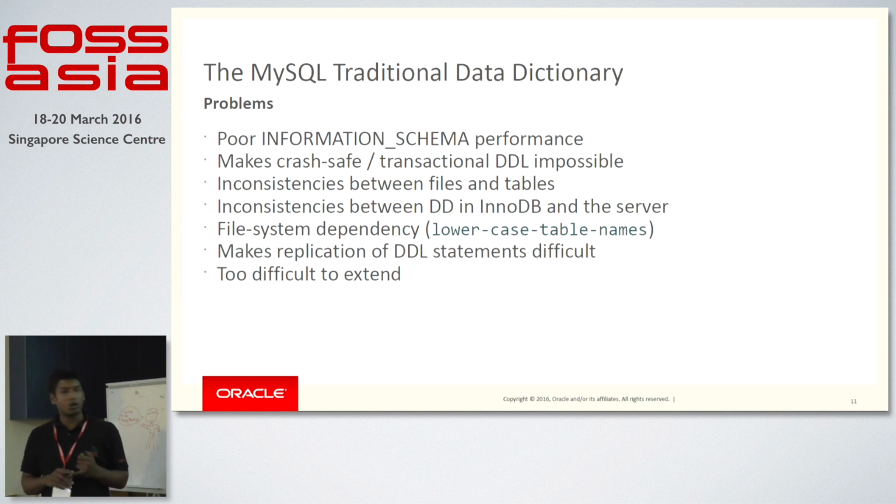When the server cannot guarantee crash safe DDL, then the problem continues to replication. The replication might break when the server cannot guarantee a transactional or crash safe DDL. Now even our DDL is not atomic at this point and is too difficult to extend. That means if we add any new feature in the server, then it is difficult to extend it to the metadata storage.